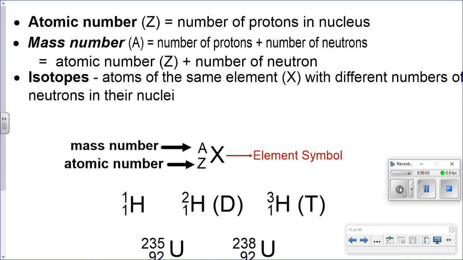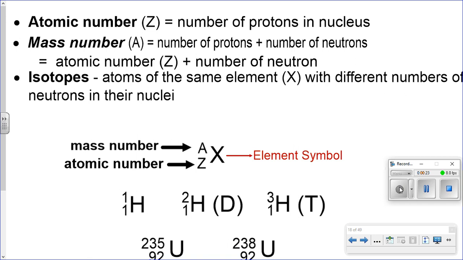Hello everyone, here's a video on isotopes and counting protons, neutrons, and electrons within those isotopes. An isotope, by definition, is atoms of the same element that have different numbers of neutrons. So an atom has to have certain consistency, and now I'm just mentioning that there are things that are different.